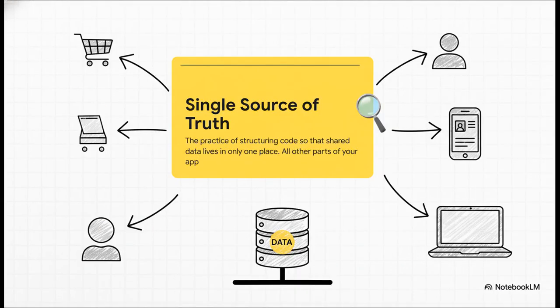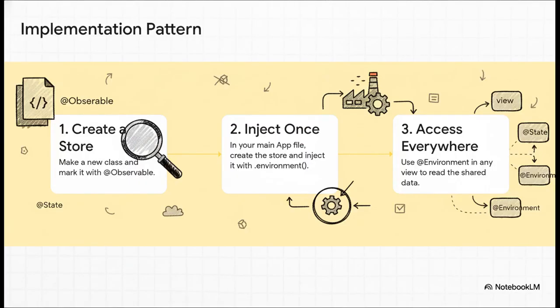The principle of a single source of truth is actually really simple. It just means that any piece of shared data in your app has to live in exactly one place, one and only one. Your entire user interface then just becomes a reflection of that single source. And this makes it literally impossible for your app to show you inconsistent data because there's only one version of the truth to show. And making this happen is just a straightforward 3-step recipe.